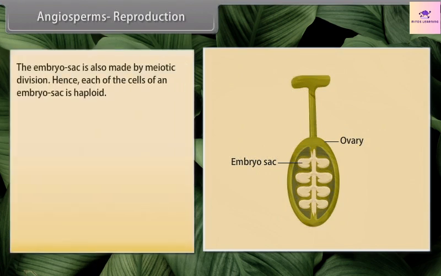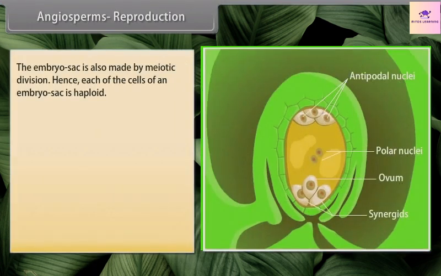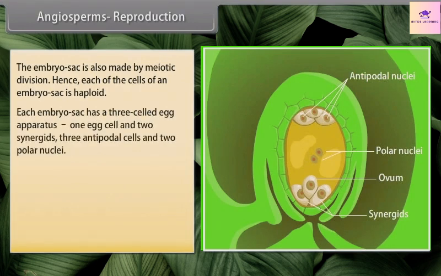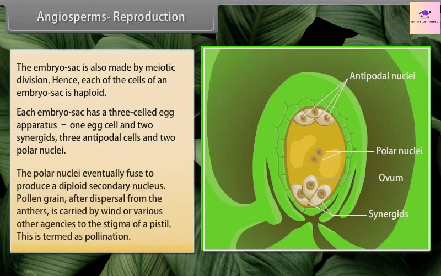The embryo sac is also made by meiotic division. Hence, each of the cells of an embryo sac is haploid. Each embryo sac has a three-celled egg apparatus: one egg cell and two synergids, three antipodal cells, and two polar nuclei. The polar nuclei eventually fuse to produce a diploid secondary nucleus.